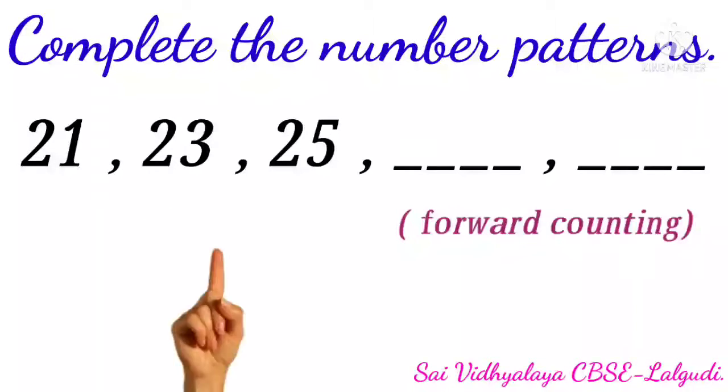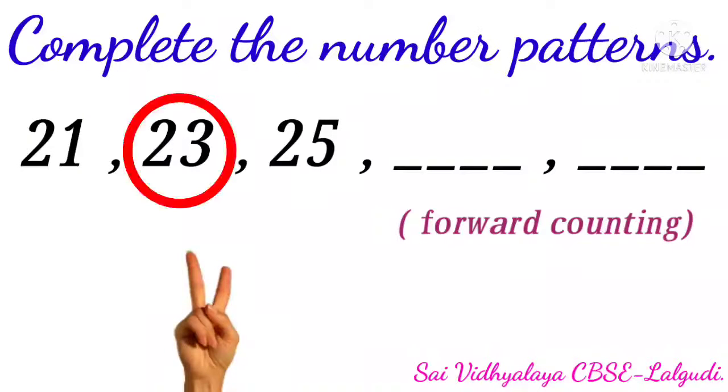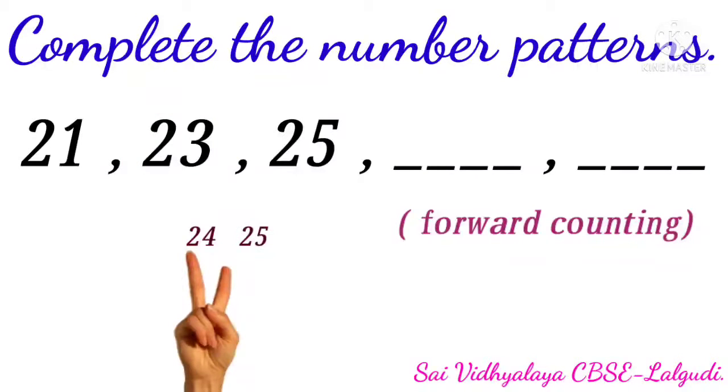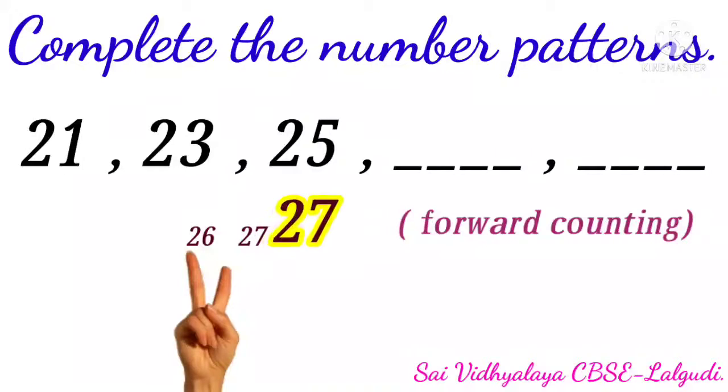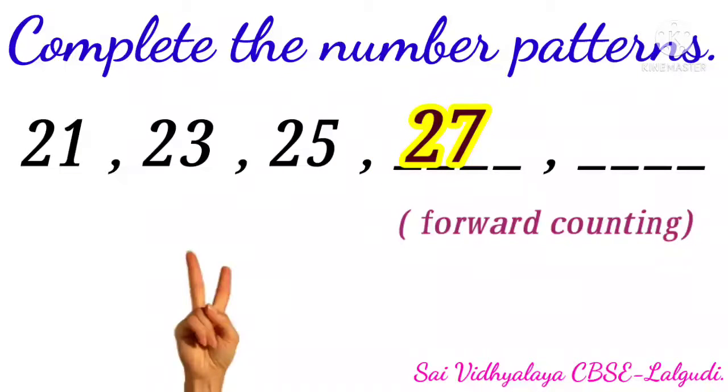21 after 22, 23. 23 is given here. So, keep two fingers as it is. 23 after 24, 25. 25 is given here. 25 after 26, 27, right? 27. 27 after 28, 29. So write 29 here.